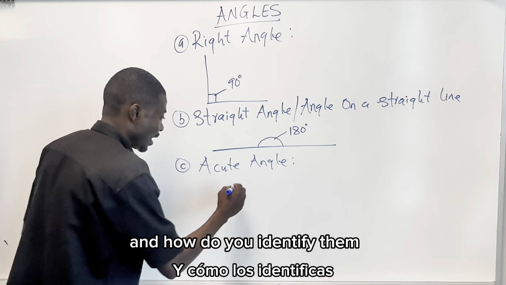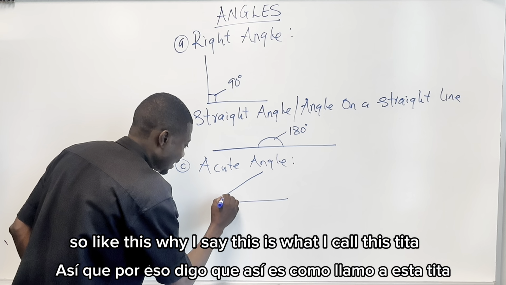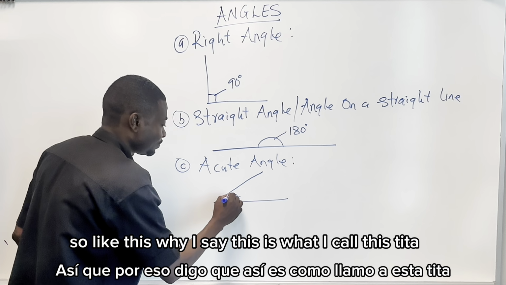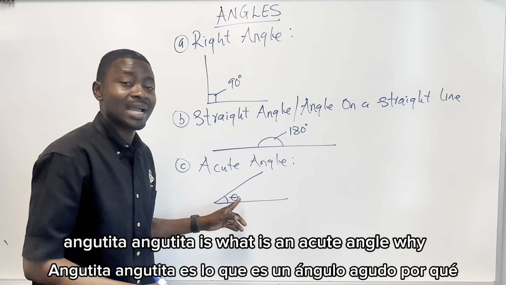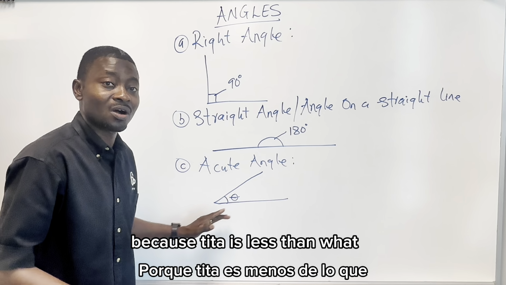And how do you identify them? You usually see them like this. If I call this angle theta, then angle theta is an acute angle. Why? Because theta is less than 90 degrees.